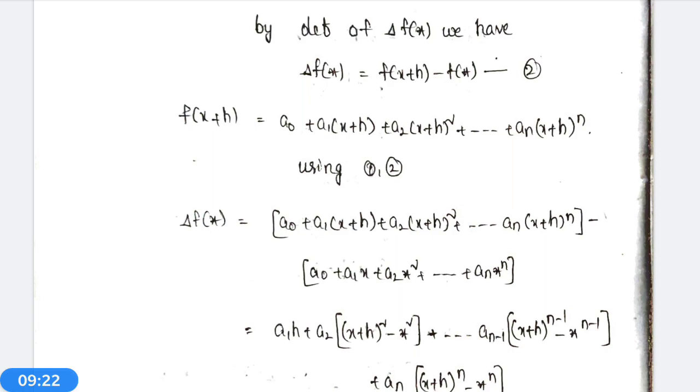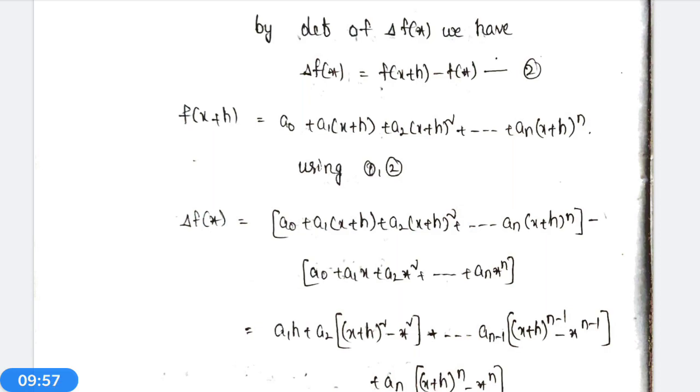Then what is a1 into x plus h whole square? a2 into x plus h whole square, a2 into x square plus 2hx plus h square. What is an into x plus h whole power n? An into nc0 into x power n plus nc1 into x power n minus 1 into h plus nc2 into x power n minus 2 into h square plus etc. plus ncn into h power n. These are the expansions existing in the two series.